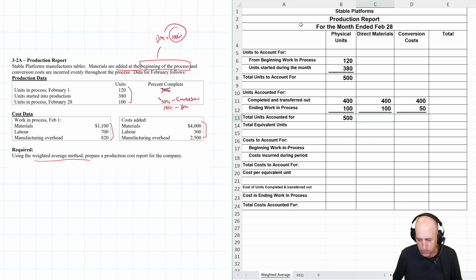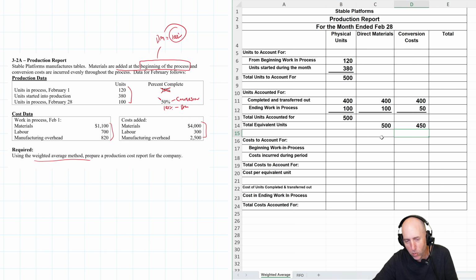So that's 50. Let's add them together to get our total equivalent units. 400 plus 100 is 500, 400 plus 50 is 450. And now we're halfway done, and that was the hard half. Hopefully it wasn't too hard.